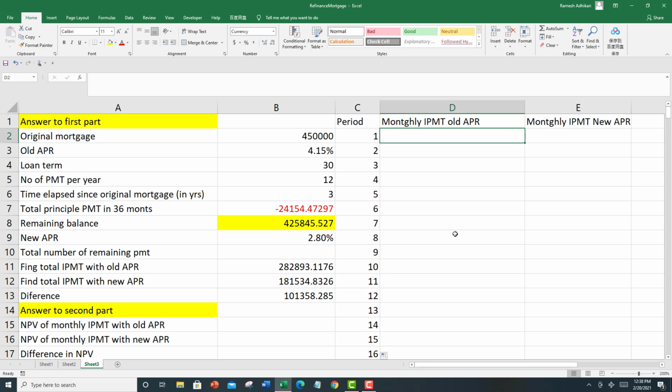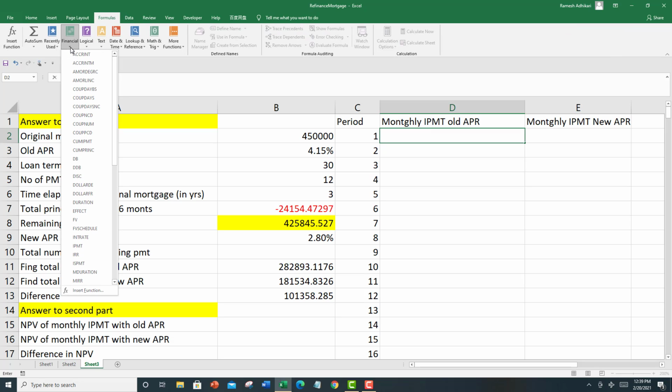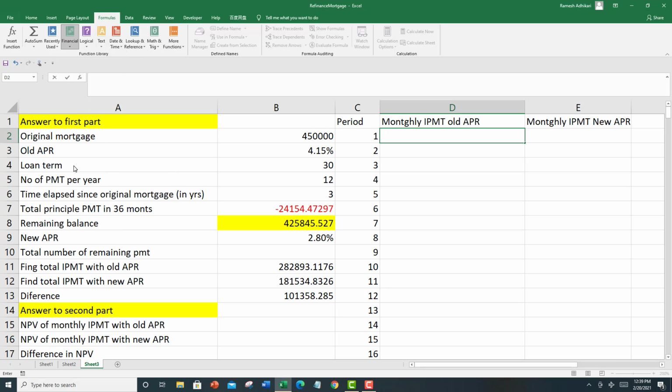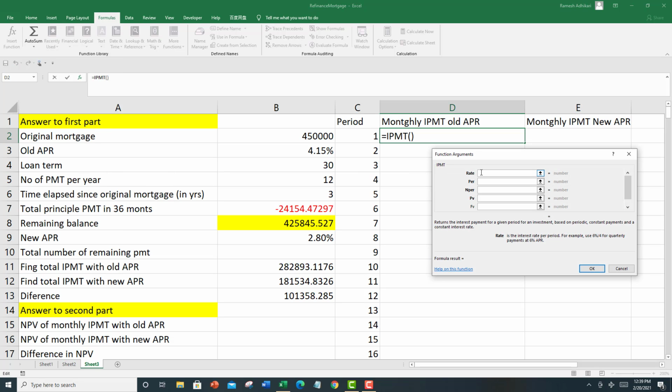So you can simply do equals IPMT, but I'm going to use this visual as I did earlier. Here's the financials, and then here IPMT function. Okay, IPMT, and here rate. So for us, this is for old APR. You can also do B3, but I'm going to simply say here 4.15% over 12 because it's the monthly payment, right?